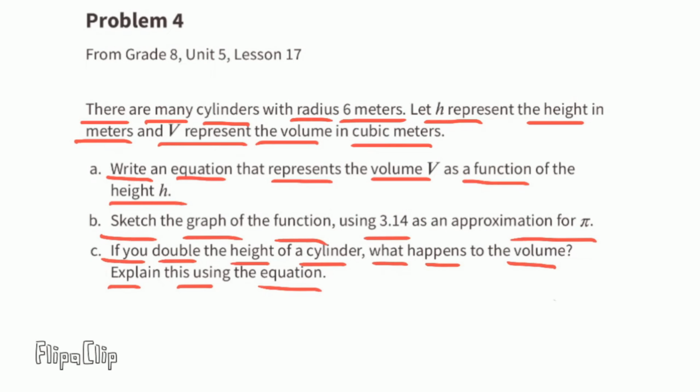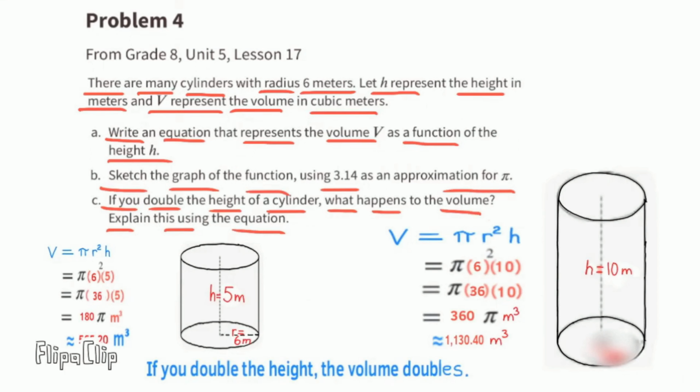C. If you double the height of a cylinder, what happens to the volume? Explain this using the equation. In these examples, the cylinder on the left has a height of 5 meters and the cylinder on the right is doubled. It has a height of 10 meters. So essentially, we're just substituting the value for h either with a 5 or with a 10. And in doing so, the volume also doubles.